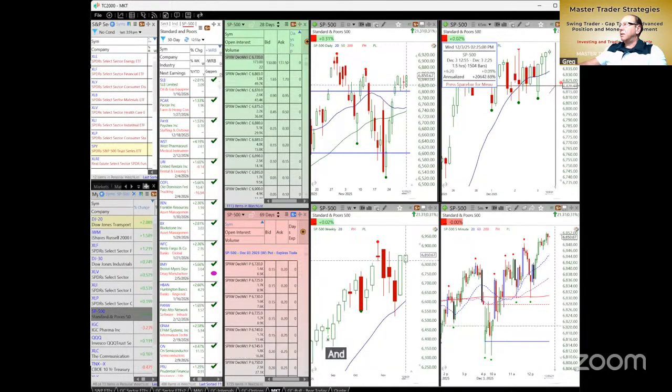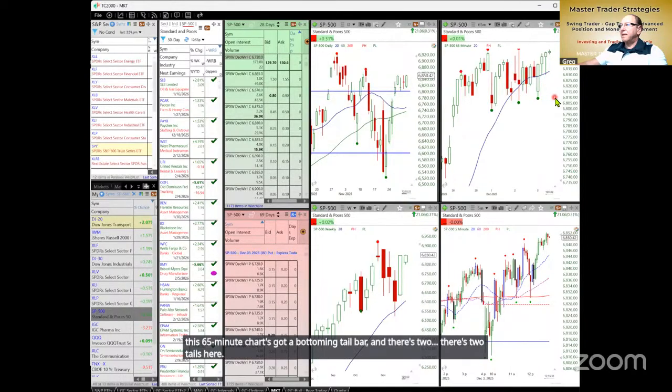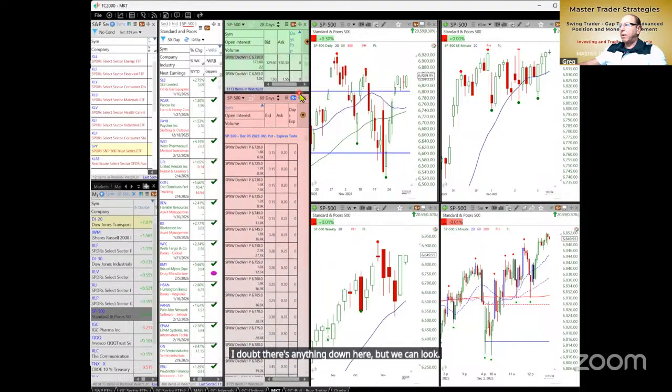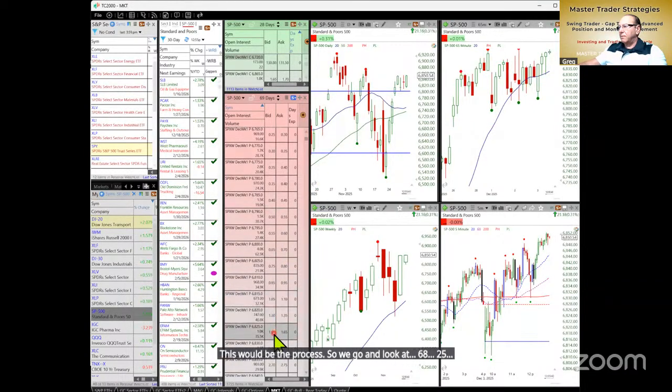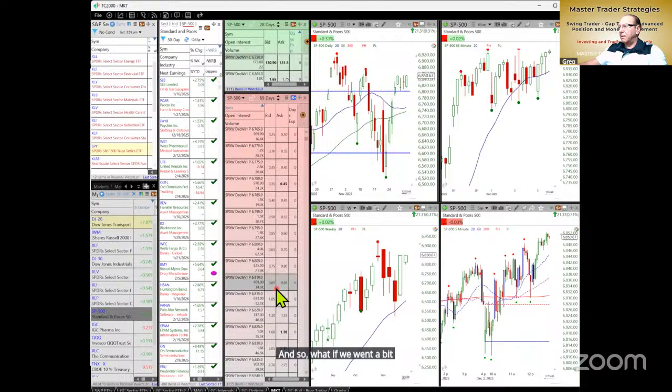And so you say, well, what if we can find something at 68.25, since this 65-minute chart has a bottoming tail bar and there are two tails here. I doubt there's anything down here, but we can look. This would be the process. So we go and look at 68.25. There's some juice there. And so what if we went a bit lower, to make it a no-brainer? 68.05 down here.